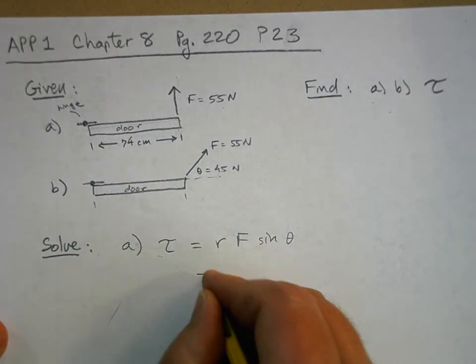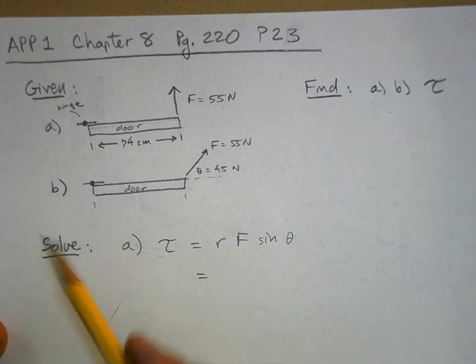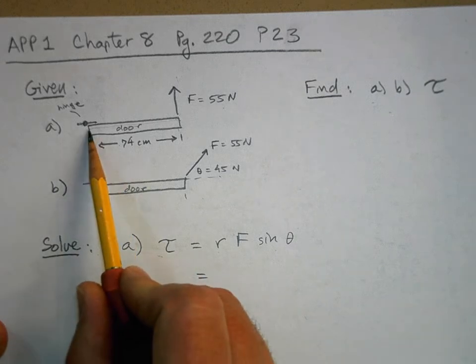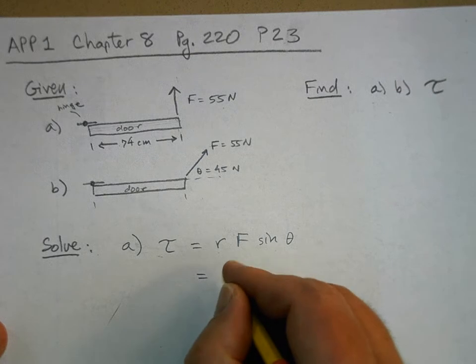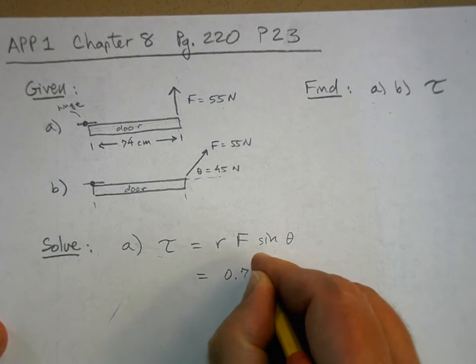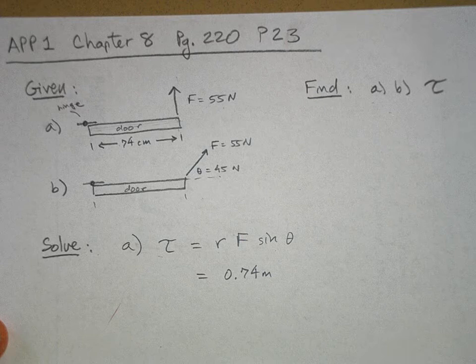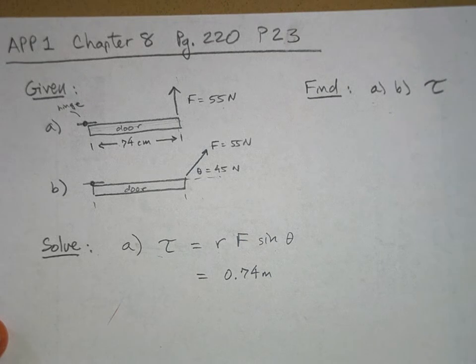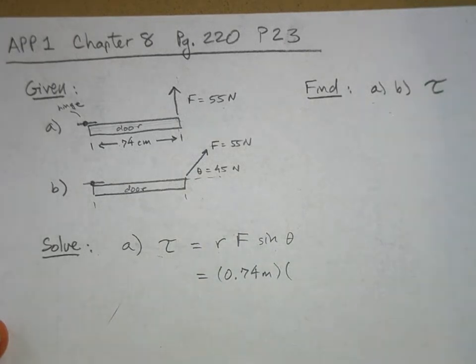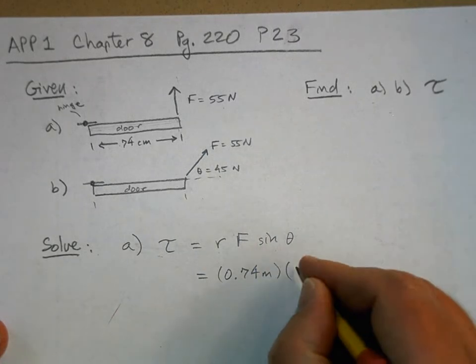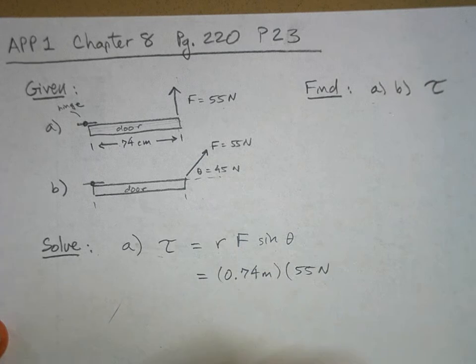So in part A, here's the axis of rotation. The force is 74 centimeters away. I'm going to do it in meters, 0.74 meters. Now, some of you left your answer in centimeters, and if the decimal was in the right place, you got 100% on it. But if you look in the back of the book, they leave the answer in meter newtons. And then the force is 55 newtons.